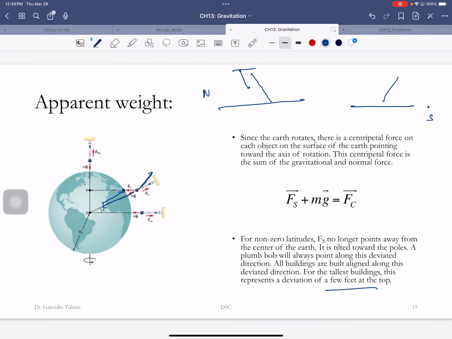All right, so here was an interesting thing. You learned that the only place a building is vertical, meaning perpendicular to the ground, is on the equator and at the poles. If you build a building anywhere else in the northern hemisphere, the building is actually leaning towards the North Pole. In the southern hemisphere, it's leaning towards the South Pole. And again, like I said, for the tallest building, this gap at the top is a few feet.